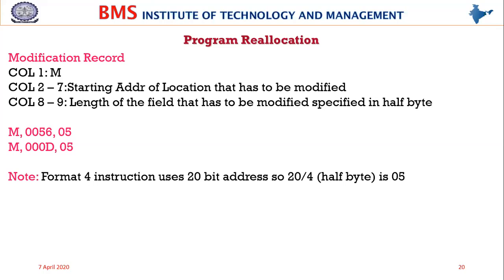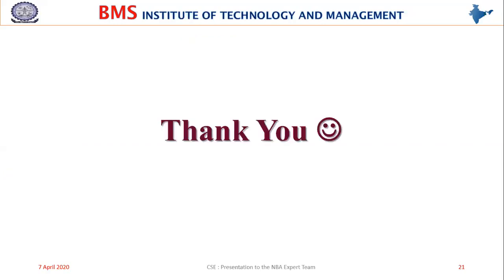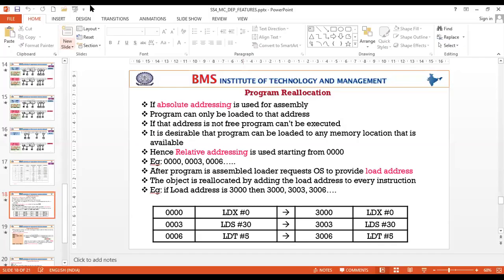These additional records are specified along with the header record, text record, and end record as an indication to your loader. Information is conveyed from the assembler on how the program needs to be modified. So this ends your machine dependent assembler features.